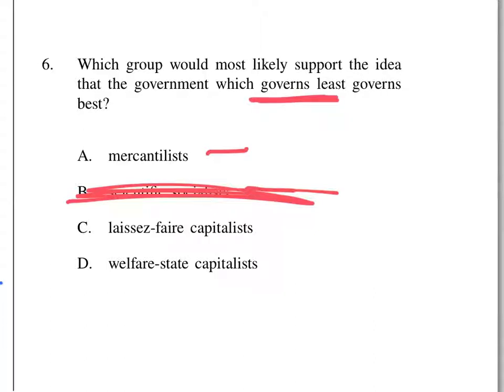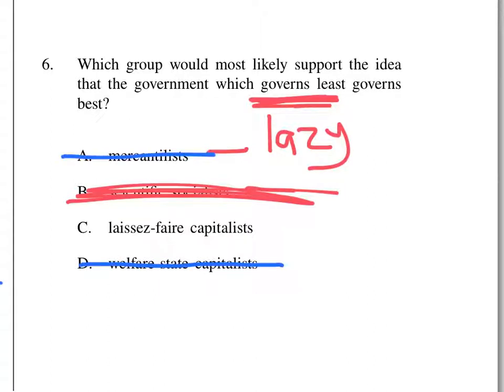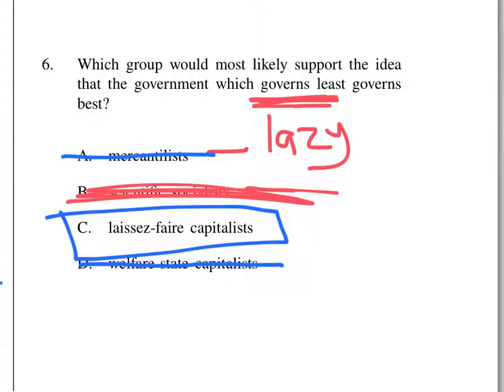If you're governing the least, you might be considered lazy if you're not doing a whole lot. Remember we talked about that in class? Or you're doing very little. And we know that welfare states definitely help out people. So welfare states are doing a lot of work. So that clearly is not it. The answer is number C, laissez-faire capitalists, because this deals with capitalism, and laissez-faire is this idea that the government should stay out of the way or do the least and let the market and business run its course.